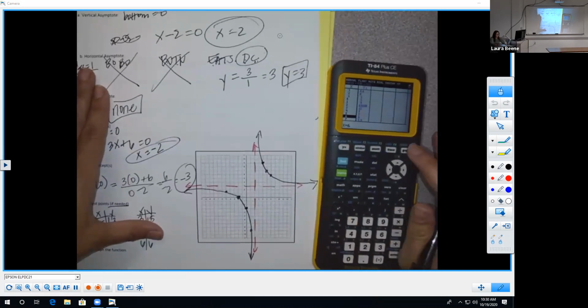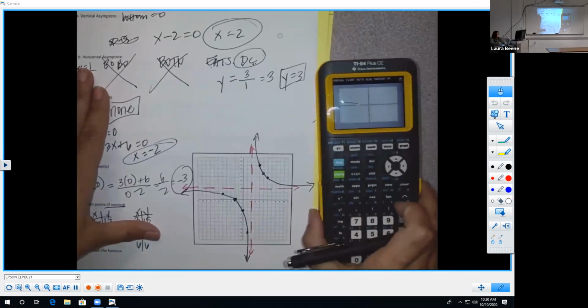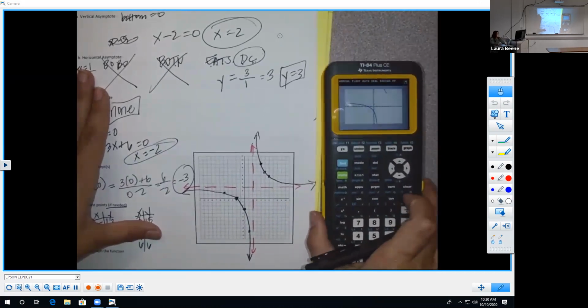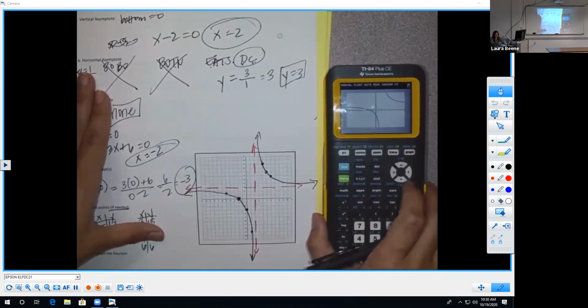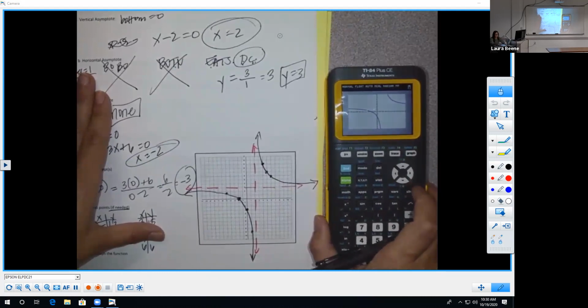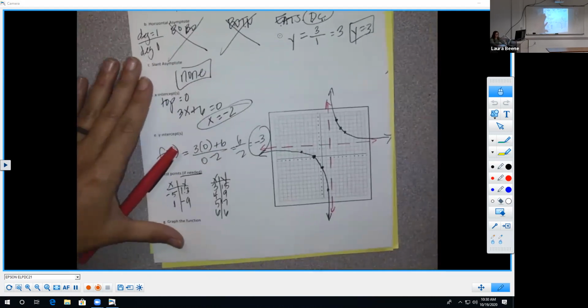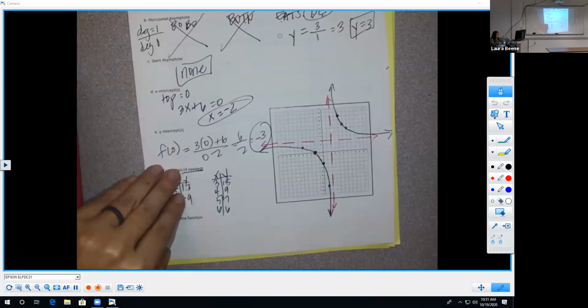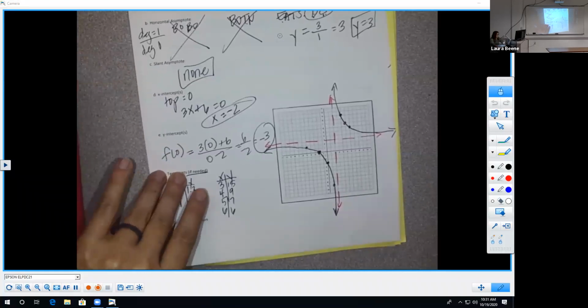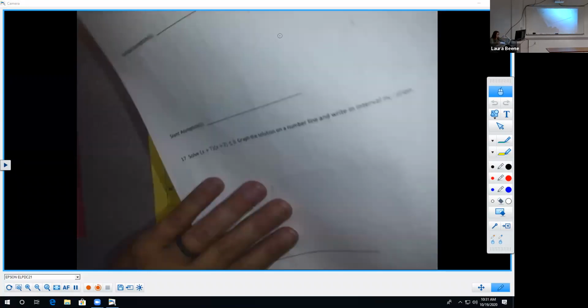And you should be able to check your graph with your calculator. Does it look about the same? Yeah. Questions about that? Okay, flip it over on the back.